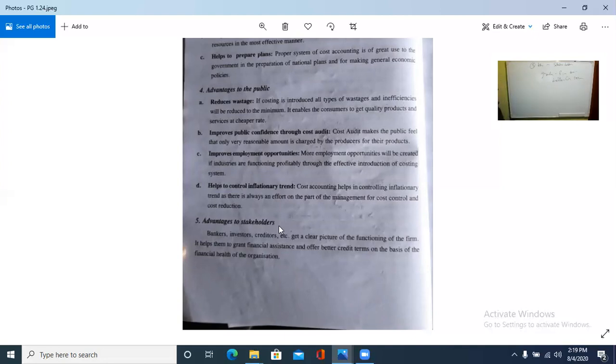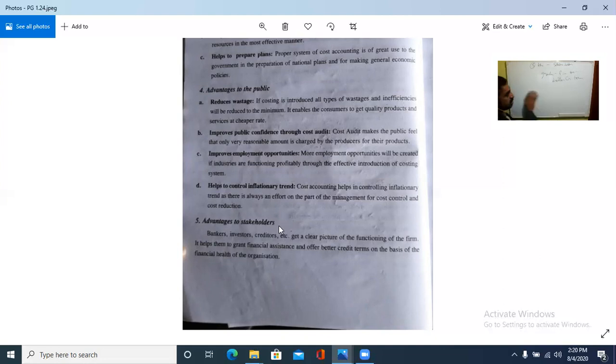That is, they can give us a loan, and the loan will carry interest, at a lower rate. If our institution is running well, they are in a queue to give loans. So that is the thing with regard to stakeholders. So granting financial assistance based on our performance is the main advantage. If the financial health is smooth, the outsiders like bankers, investors, creditors, etc. can give financial assistance. So these are the advantages with regard to management, then the employee, then the government, the general public, and also the stakeholders.